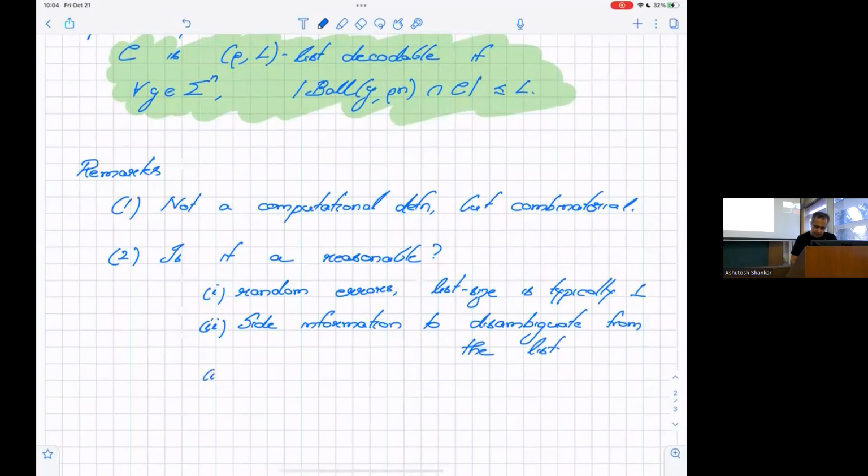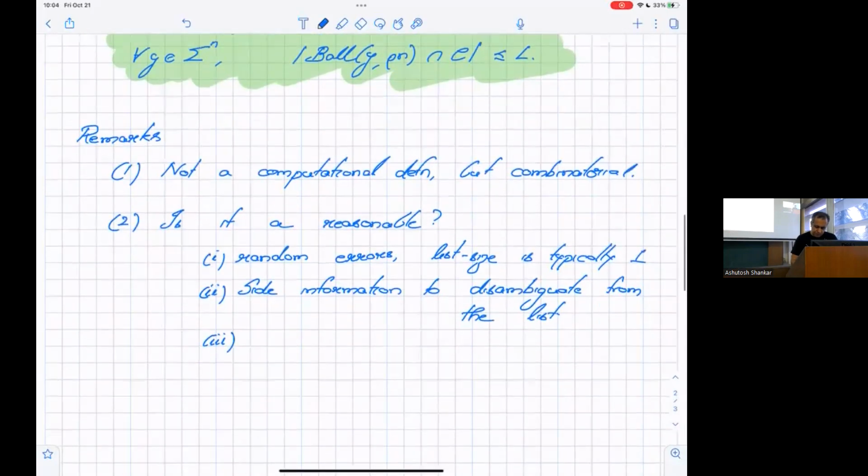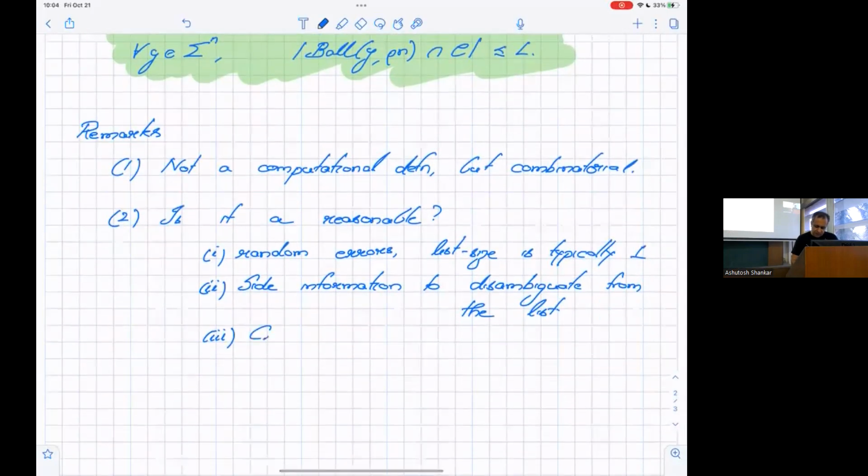So it might suffice that you have narrowed down your potential choices from exponential to one of these L choices. Now use whatever other piece of information you have to decide which is the one. In some other cases, you can use side information. This might be possible in cryptographically bounded channels.